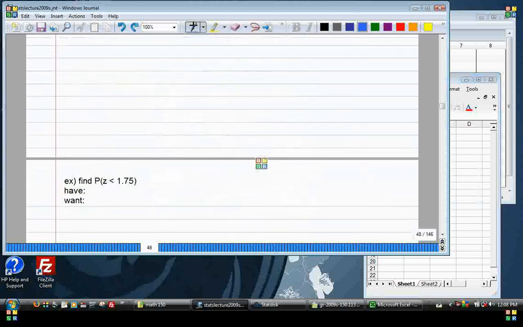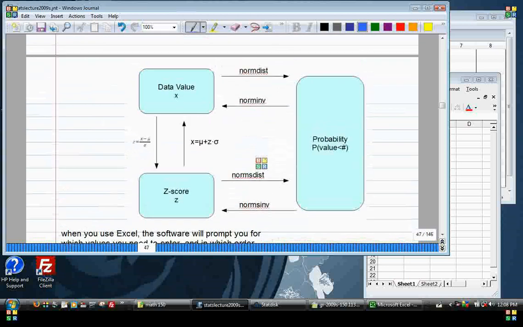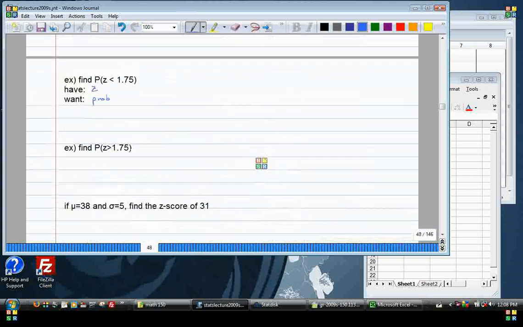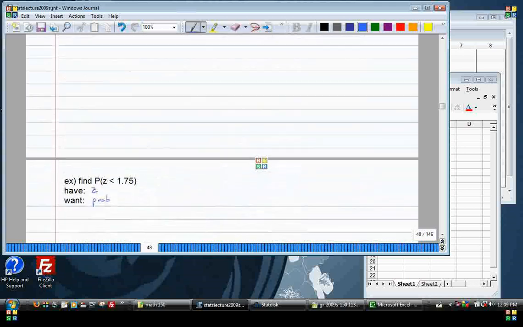Okay. So, this problem. What do you have? You have, what's the data value? Is 1.75 a data value? No. It's a z-score. And what is it that we want? We want probability. So how are we going to do that? So norm s dist or use stat disk. Okay. But again, first draw the picture.